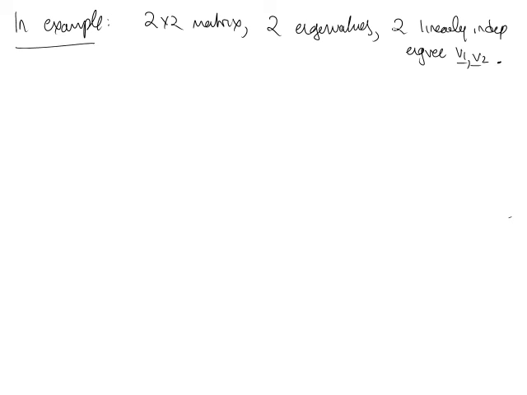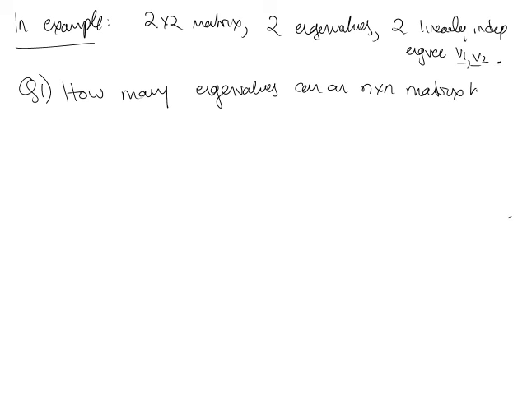So what I want to conclude the lecture with is to ask the general question, Q1: how many eigenvalues can an n by n matrix have? And the answer to this may not be obvious from the definition, right? Ax equals lambda x could potentially be true for infinitely many lambda.